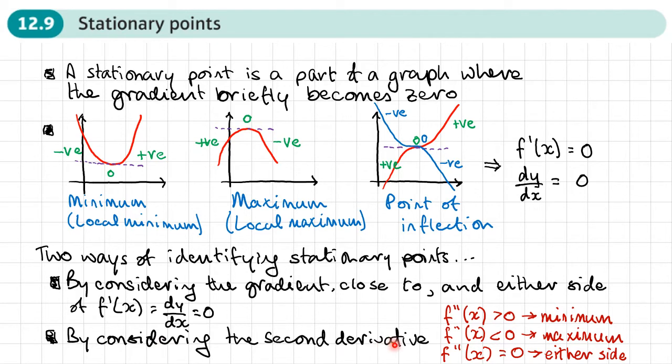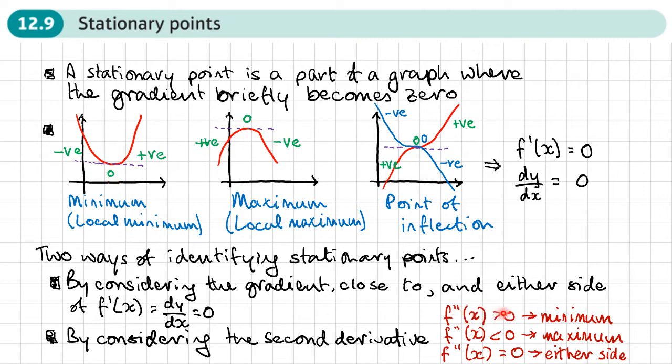Now the second method of identifying the types of stationary points we have is by considering the second derivative. That means differentiating the function that gives us the curve twice. And when we differentiate it twice, we'll put in a value of x, and that value of x will be where we have the stationary point. So the x coordinate of the stationary point goes in here.